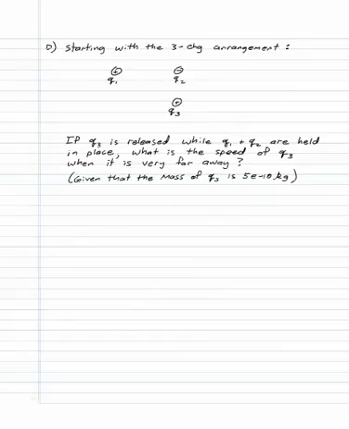So now on a new page, we'll do part D. We're going to start with the 3-charge arrangement again. All 3 of those charges are just like before. If we allow Q3 to be pushed away, we release it, holding Q1 and Q2 in place, and when Q3 gets really far away and reaches its final velocity and just keeps going at that speed, then what is that speed? That's what we want to calculate.